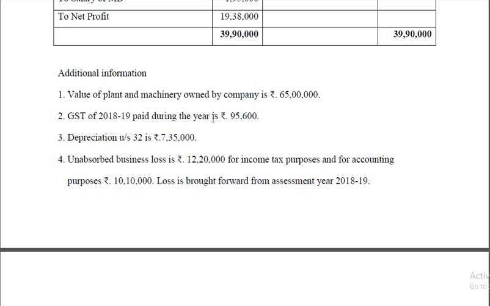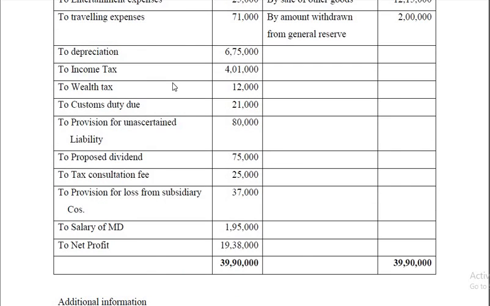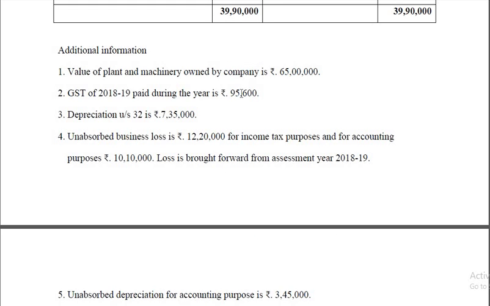GST of 1819 paid during the year 95,600. It is allowed on payment basis, and even though it is relating to last year, it is allowed on payment basis. Therefore, that is very much allowed. So it should be deducted. It's not debited here. Therefore, it is deductible from net profit.